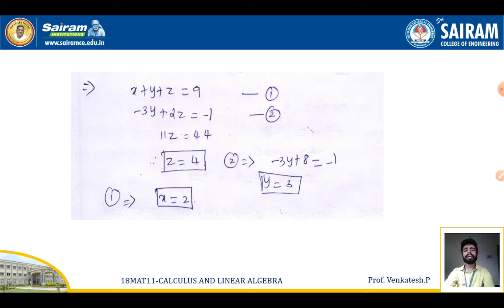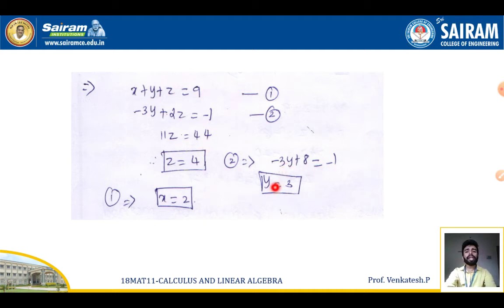I'll be getting x plus y plus z is equal to 9, minus 3y plus 2z is equal to minus 1, and 11z is equal to 44. So from this equation, I can get z is equal to 4. After finding the z value, I can replace it here to find the value of y. So I'll be getting minus 3y plus 8 is equal to minus 1, so y will be equal to 3.